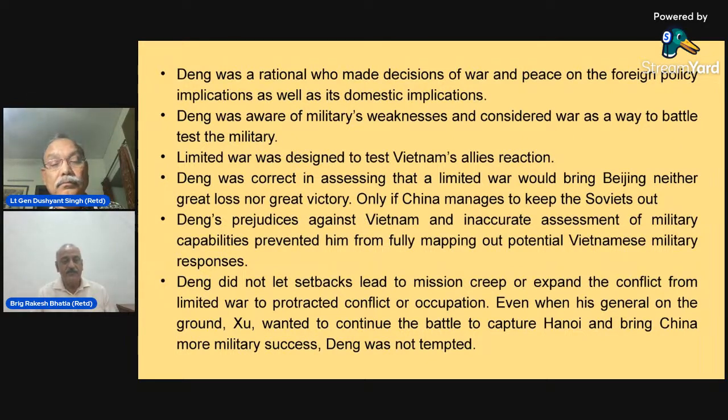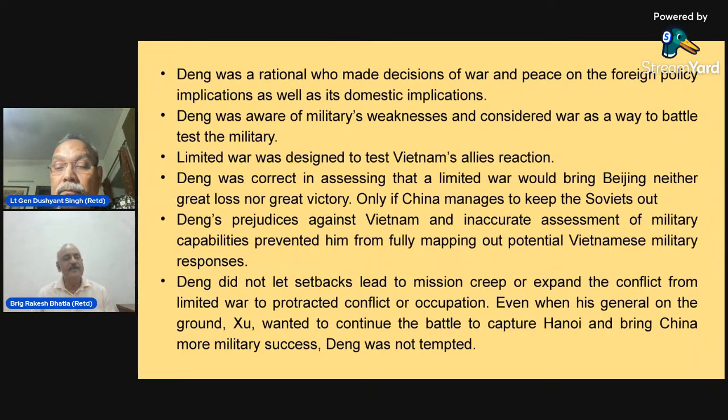But it is to the credit of Deng that these setbacks did not lead to mission creep, or expand the limited war into protracted conflict or occupation. Now, Deng had studied US involvement in Vietnam, and he knew that in protracted warfare, the Vietnamese guerrilla war, with the type of terrain and environment which exists in Vietnam, if the US was no match with so much technology, the PLA had no chance.